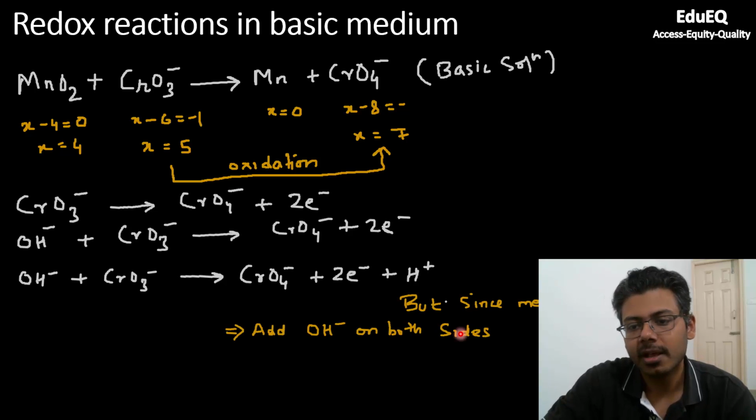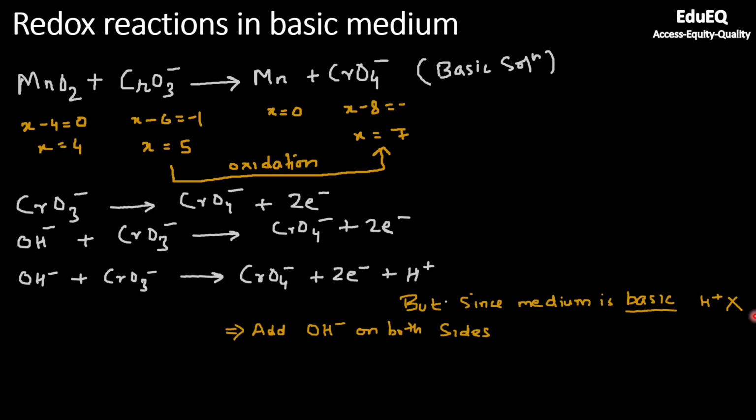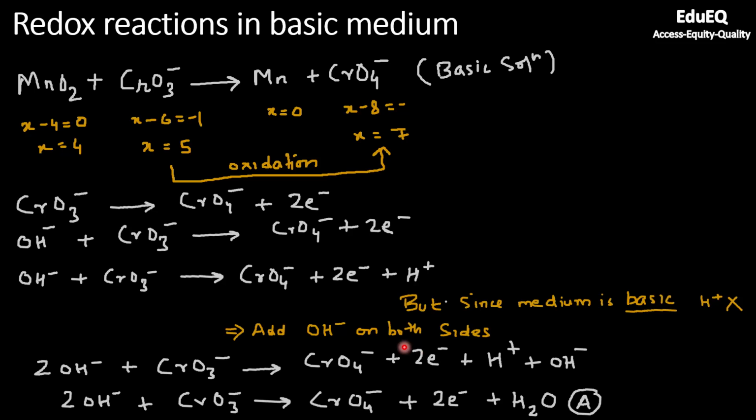So let us do that. Same thing I have written here. Since the medium is basic, H plus cannot exist, so you have to add hydroxide on both sides. Once you add one more hydroxide, it becomes 2 hydroxide. Rest everything remains the same, and on the right-hand side you also add one hydroxide. And you know H plus plus OH minus will form water. So 2 hydroxide plus CrO3 minus giving CrO4 minus plus 2 electrons plus water. This becomes the balanced reaction for this oxidation reaction.